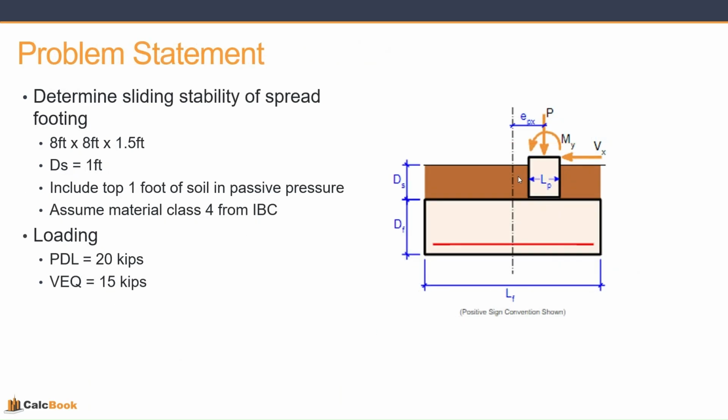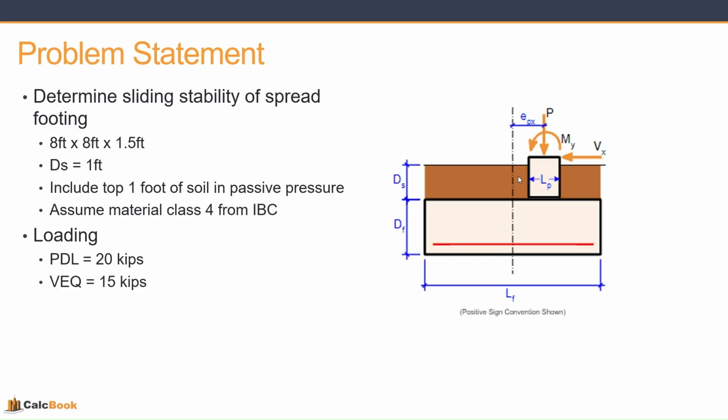So let's take a look at our example here. We are going to determine the sliding stability of a spread footing. It's got dimensions of 8 feet by 8 feet by 1.5 feet deep. It has 1 foot of soil over it, and we are going to include the top 1 foot of soil in the passive pressure. This is usually determined by your geotechnical engineer.